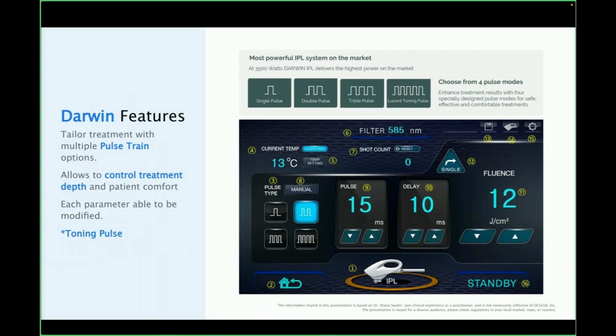If you're not familiar with Pulse Train, I'm not going to explain it all in great detail right now, but most reputable devices are going to have single, double, and triple pulse technology. Now, and this allows you to control depth, control how it feels to the patient, control your energy levels. There's a lot that goes into that. But one unique feature to the Darwin is it has what's called a toning pulse.